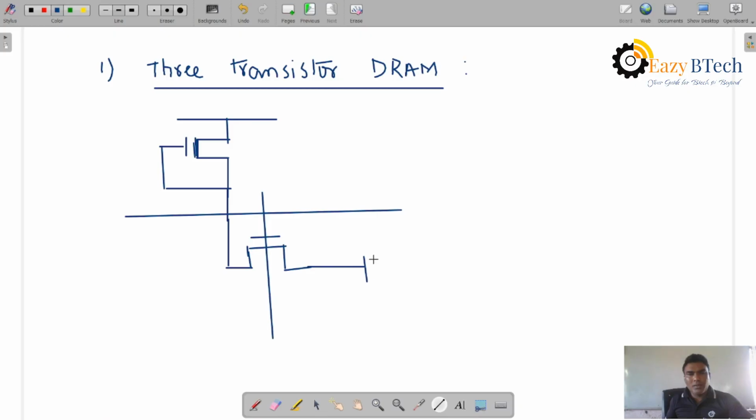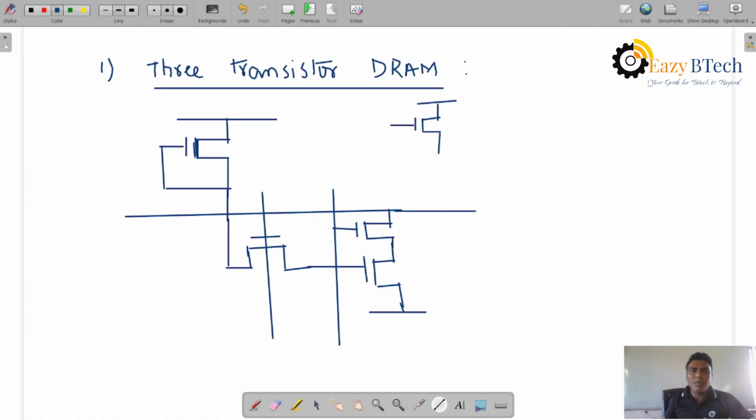Here one transistor, and here one more transistor, which is connected over here. And here we apply the gate for read write operation. So let us see. Here also, instead of this depletion mode transistor, we can also use a PMOS transistor.